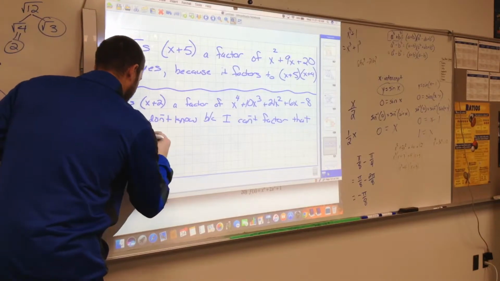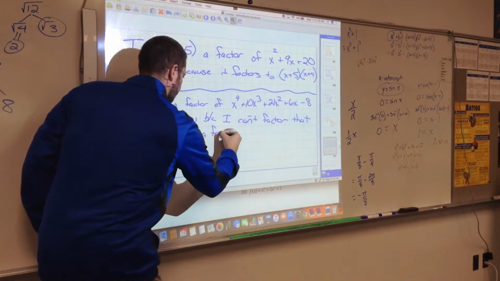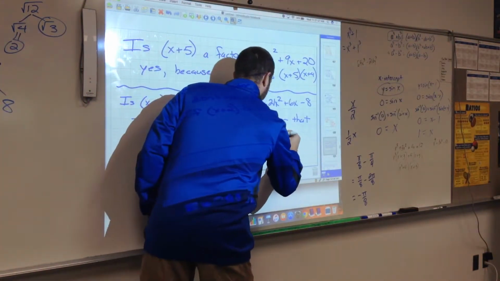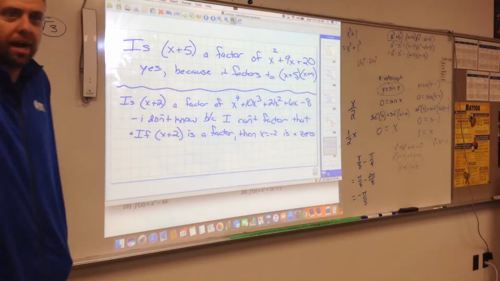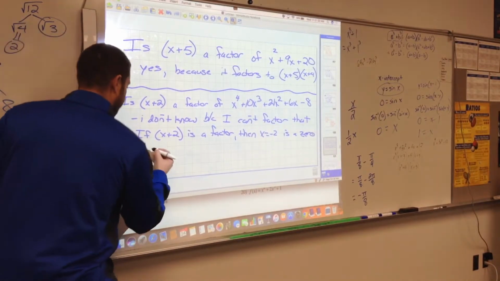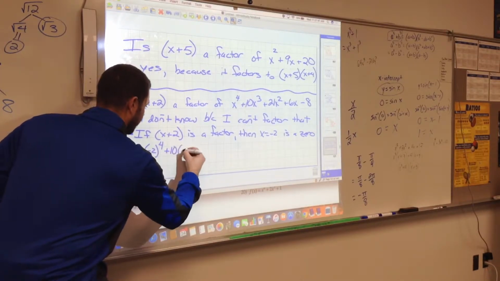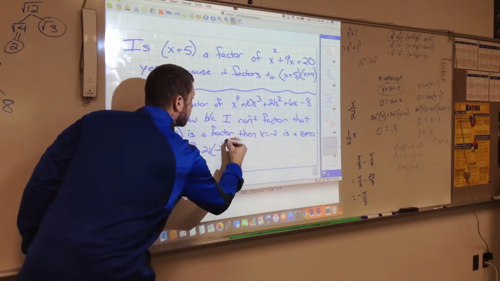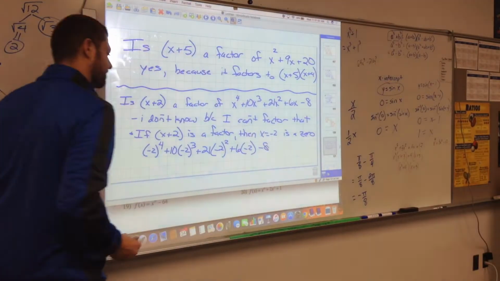Okay? If x plus 2 is a factor, then x equals -2 is a 0. Well, let's check. Let's check to see if -2 is in fact a 0. Alright? So -2 to the 4th plus 10 times -2 cubed plus 21 times -2 squared plus 6 times -2 minus 8. Let's see if that gives us 0.